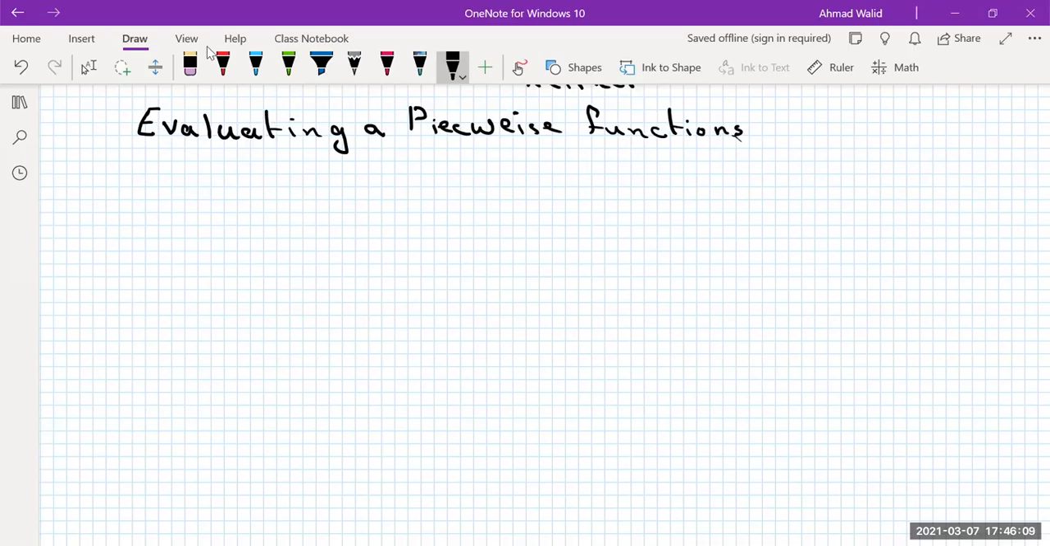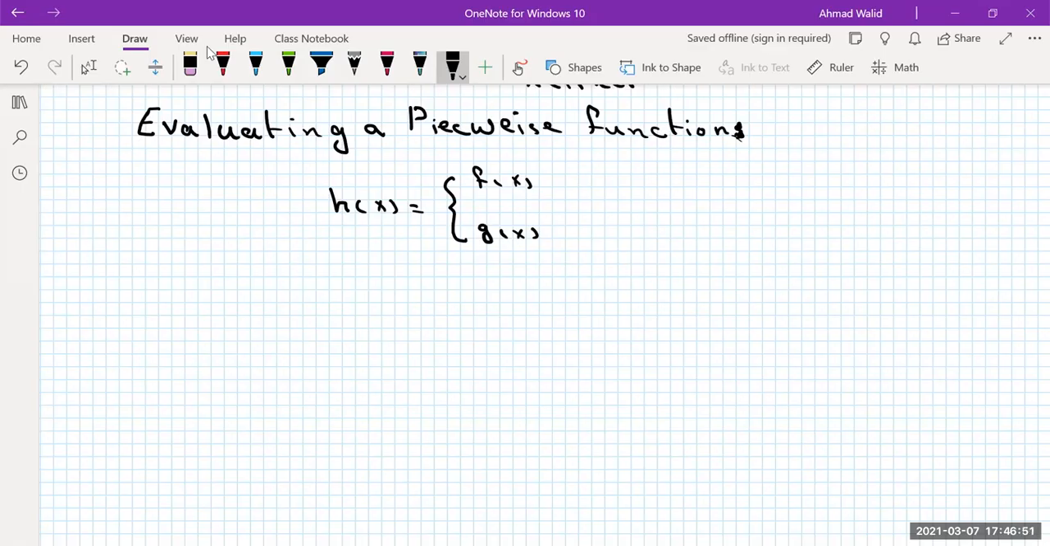Or a function, because a function. The functions that are in the form of h of x equals f of x, and here another function g of x, we call this type of functions piecewise. The complete name is piecewise defined functions. In your book, they just named it piecewise functions. It's okay, it's piecewise functions.